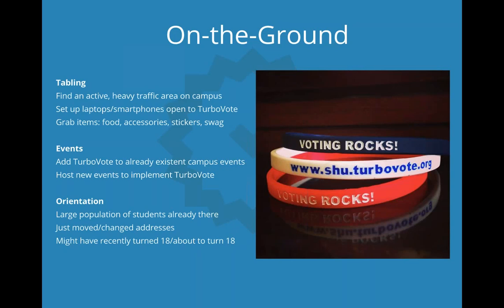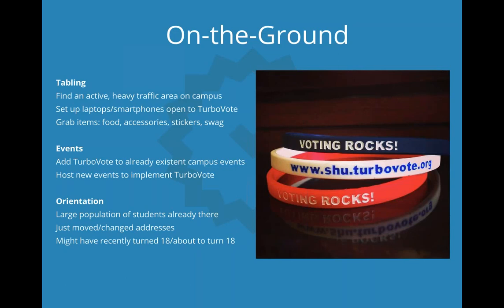So if they were in a hurry on their way to class, they could grab a wristband, and when they were at a computer, they could open it up and look down and see that unique URL and kind of remind them to go visit the site. Another thing we did was we made red, white, and blue cupcakes to pass out in our university center, once again to draw people in and then give them a takeaway from TurboVote.